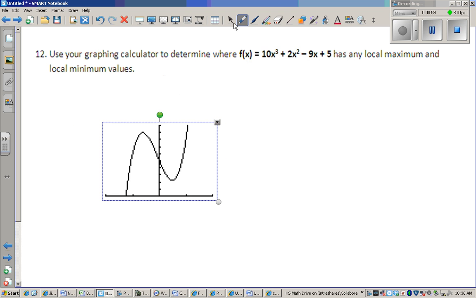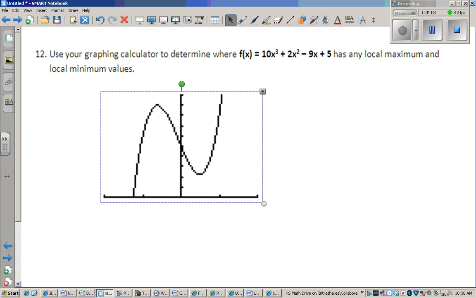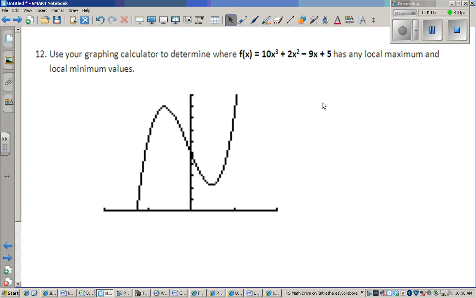Question number 12. This is asking us to use our graphing calculator to find where this function has any local maximum and minimum values. So what I've done here, I graphed it on my calculator. Now I used a standard window initially, which is just zoom 6. After that, I changed the window a little bit because I wanted to see where it had, like, think of it as a roller coaster. I wanted to see where the bottom of a hill was and where the top of a hill was.